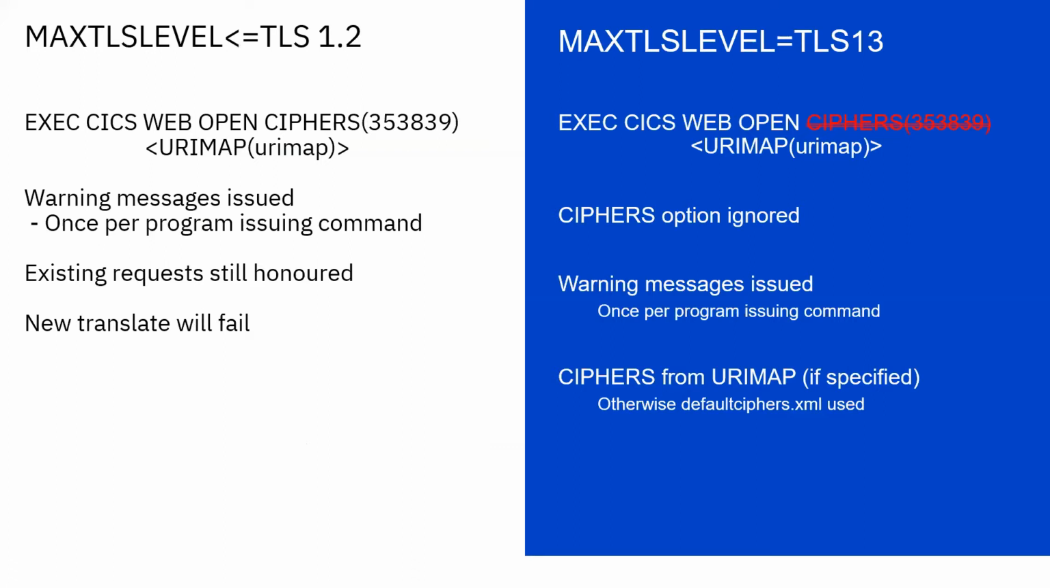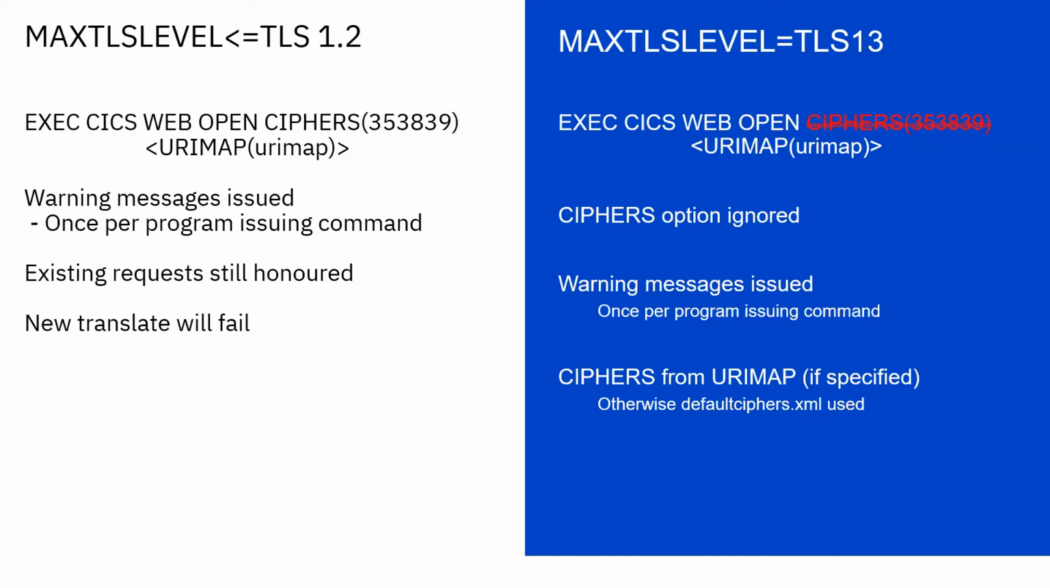Another problem that the change to TLS 1.3 produces is with the WEB OPEN command, in which you could specify ciphers. We've said for many years that you should really use a URI map rather than specifying in the application program the ciphers that you're going to use. With a max level of TLS 1.2, we'll continue to support these 2-digit ciphers, but if you try and translate using the new version of the translator on the Open Beta, it will fail and you'll have to change to using the URI map.